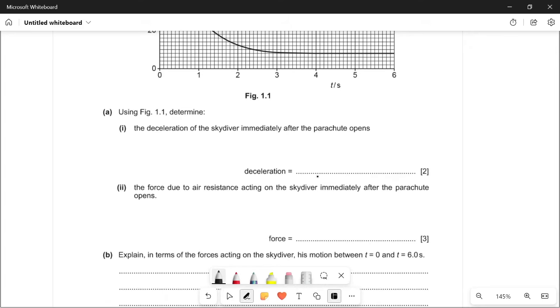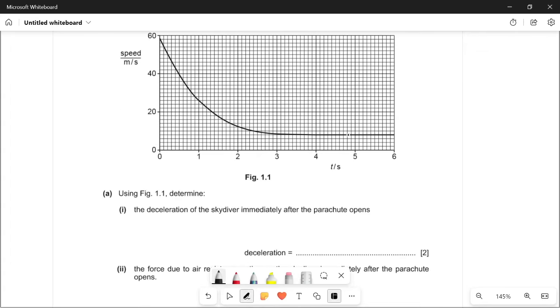So the first question, using figure 1.1, determine the deceleration of the skydiver immediately after the parachute opens. So immediately after the parachute opens is right over here, before the first second or so. So to find deceleration, we just have to find the slope. So we can just pick 2 points. So let's pick this point, and the next point could be this one.